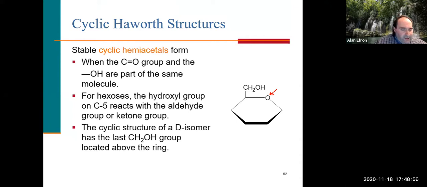For hexoses, the hydroxyl group of carbon 5 reacts with the aldehyde group or the ketone group, wherever that is located, either carbon 1 or carbon 2 in most cases. And the cyclic structure of a D-isomer has the last CH2OH above. So this, on most of what we will see, will end up here. And again, this is going to be our carbon, really number 6 in most cases. It's always going to end up outside of the ring and above. So let's talk about how we actually get it from the straight structure into the ring structure and some of the parts of it.